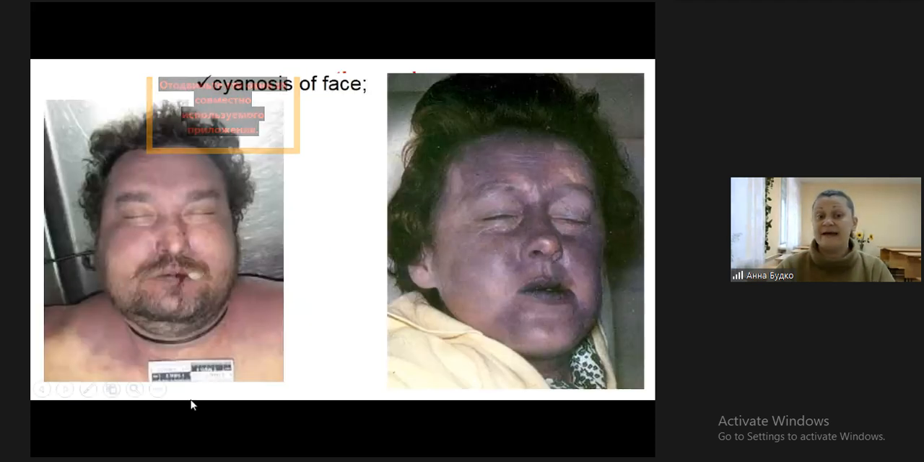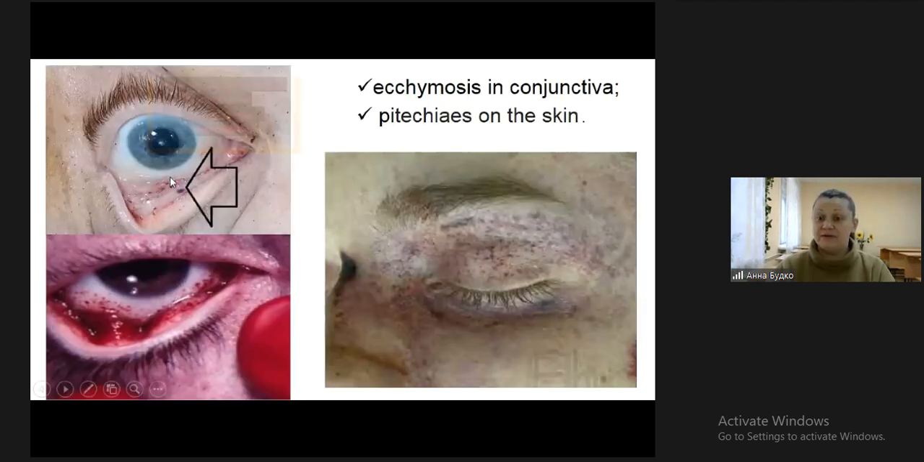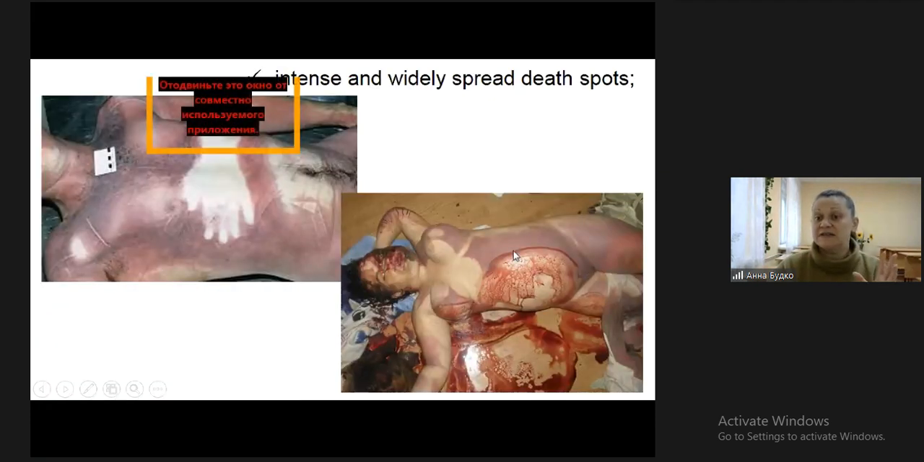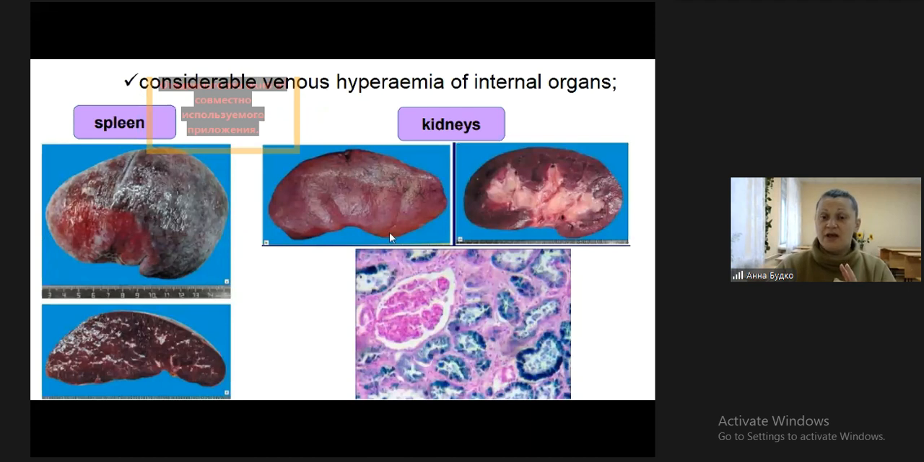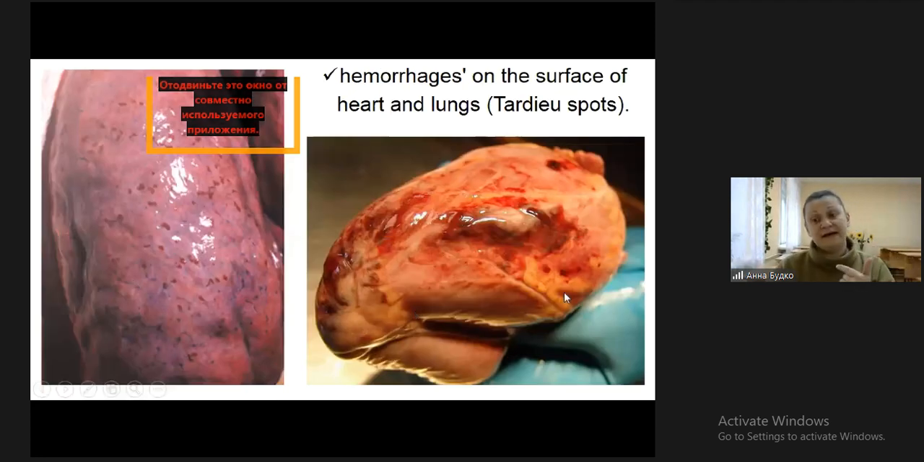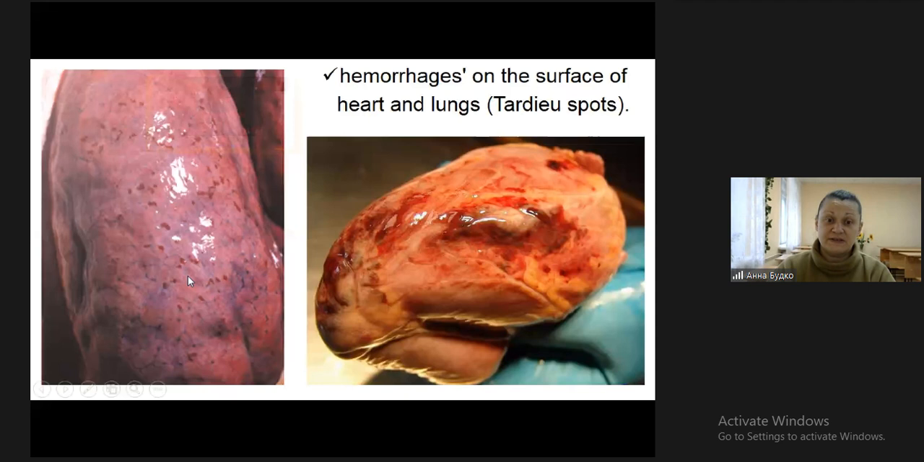So if we take acute death, you can see the following external and internal signs of death. Cyanosis of the face and the neck. Next, ecchymosis under the conjunctiva and petechias in the skin. Next, livor mortis with large size and very, very intense blue-violet color. Relaxation of sphincters: you can see urinary, fecal and sperm excretion. Venous plethora: inner organs have a very, very dark red color. Next, in the respiratory tracts, mucous tunic with red color due to blood infiltration, and in the respiratory tracts there is mucus with pink-red color. Under the pleura and under the pericardium hemorrhages are formed. These spots are named Tardieu spots.